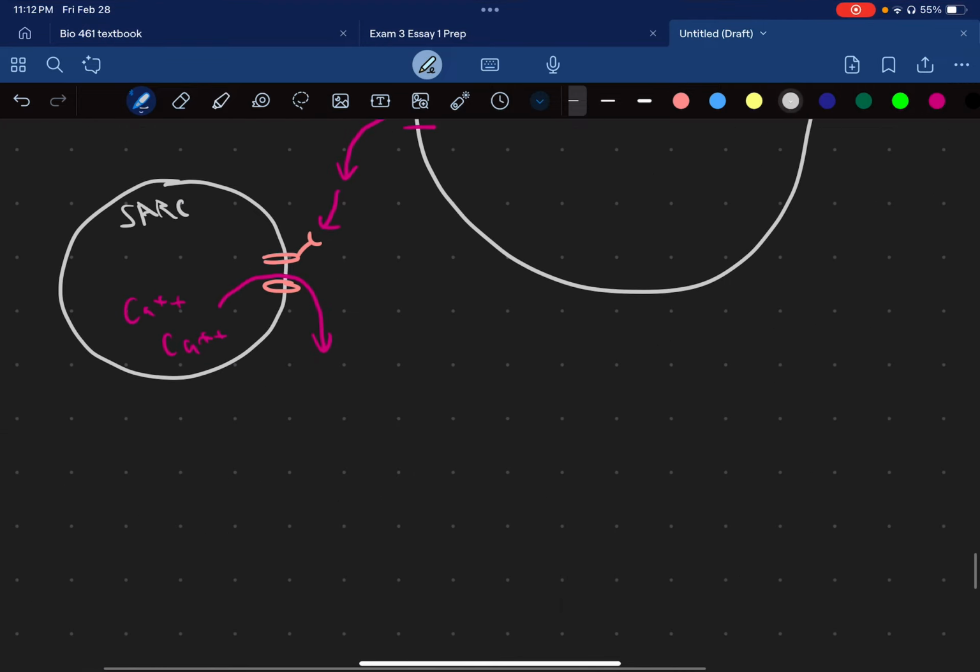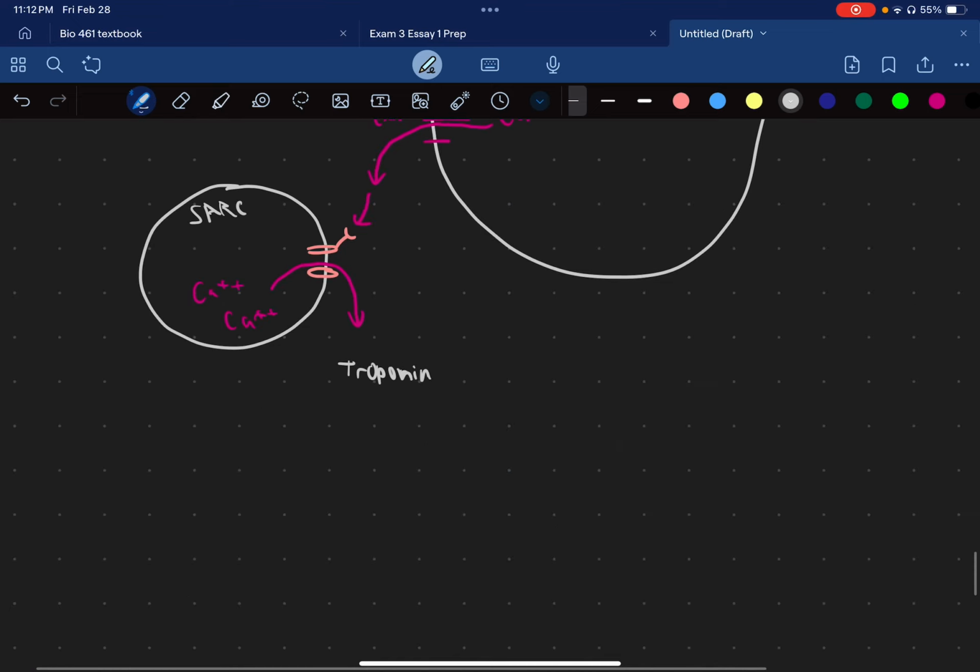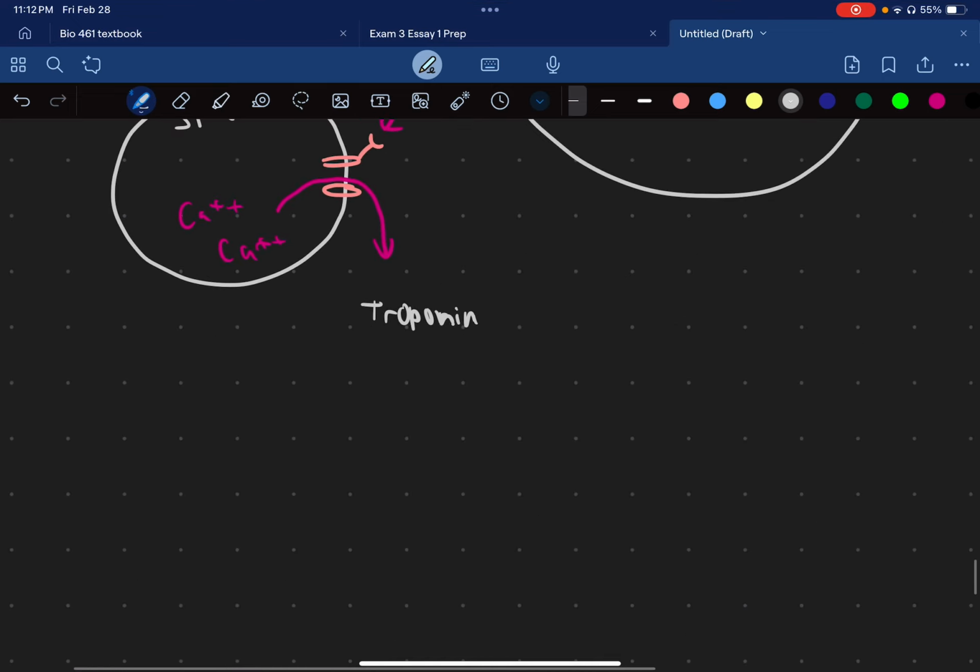Now this calcium is going to go ahead and bind to troponin, just like with skeletal muscle and smooth muscle. That's going to remove the troponin from the actin, and the myosin is going to be able to bind to the actin and cause contraction.